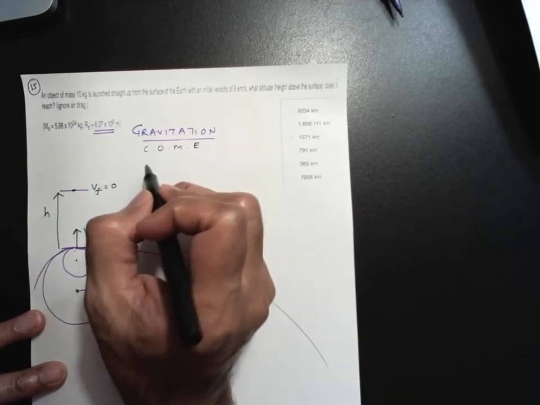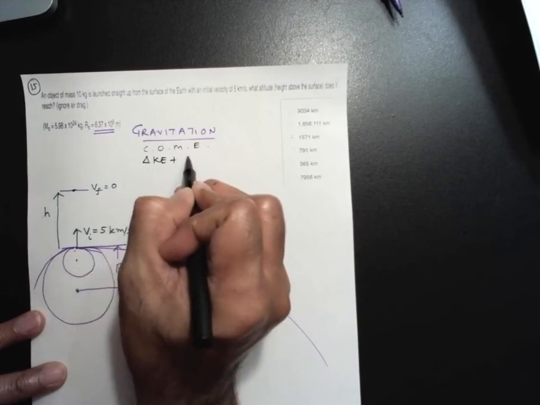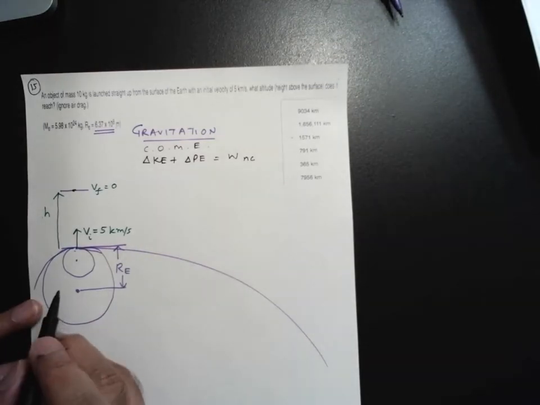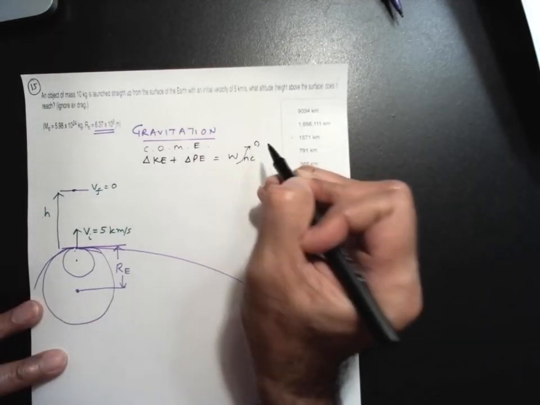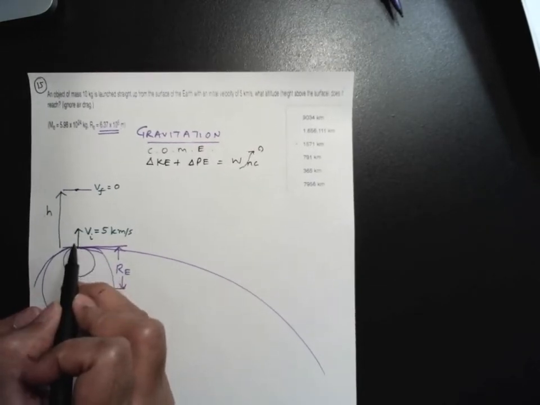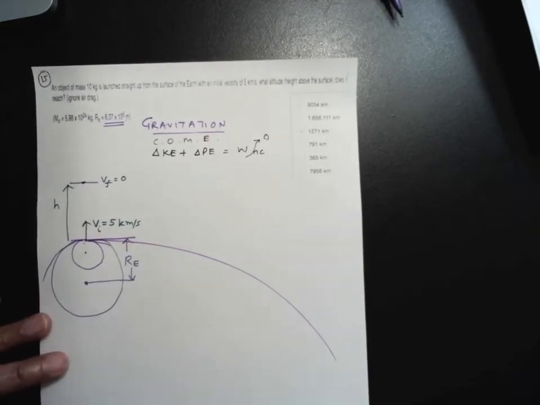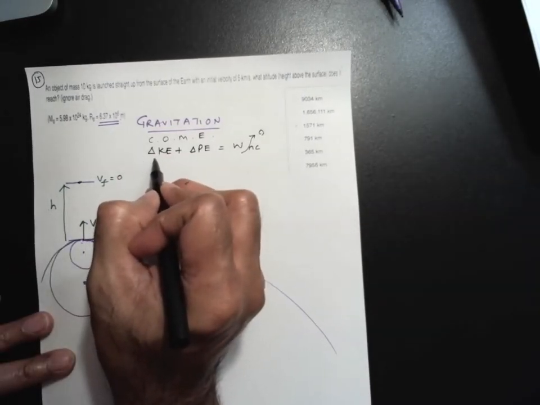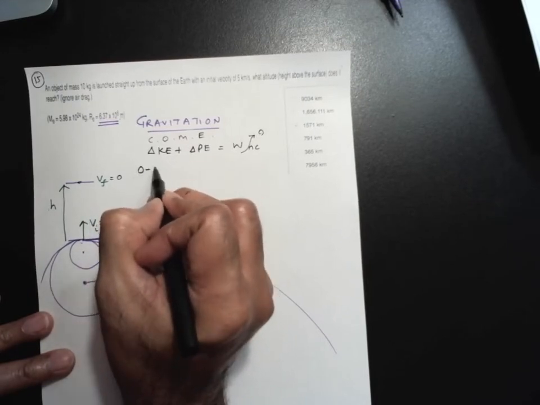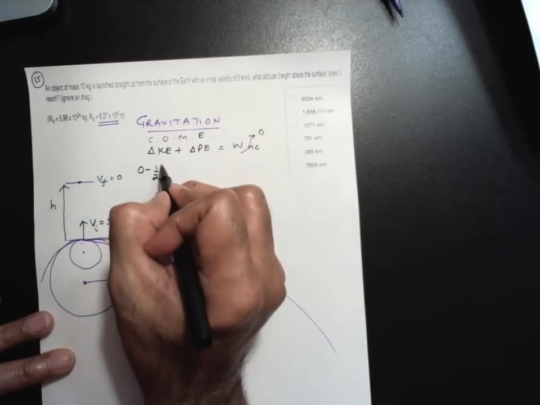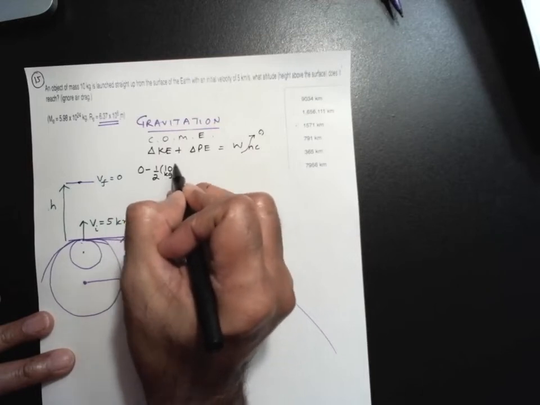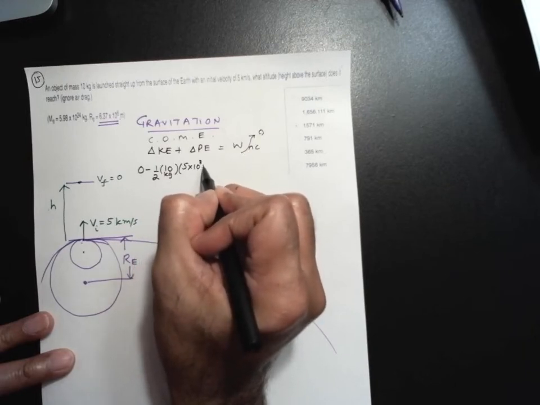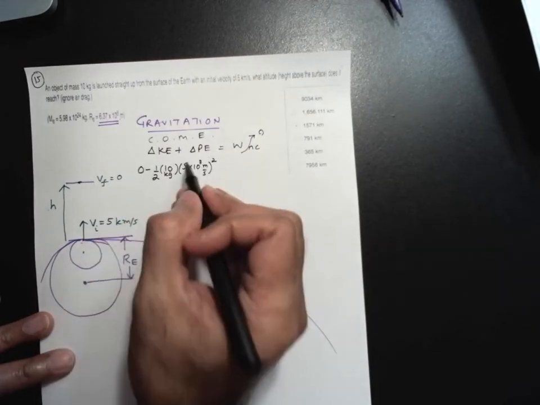So it's delta KE plus delta PE equals the work done by non-conservative forces. There are no non-conservative forces here, it's all gravity. So whatever you lose in kinetic energy gets transferred to potential, all right? And so the change in kinetic energy is easy. The KE final is 0, and the initial is 1/2 times the mass, which is 10 kg, times V, which is 5,000 meters per second, squared. So there's your delta KE.